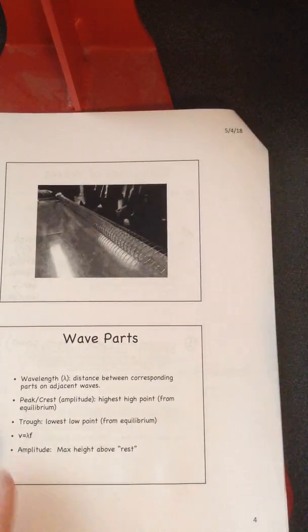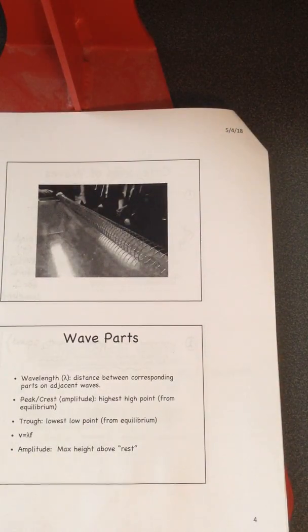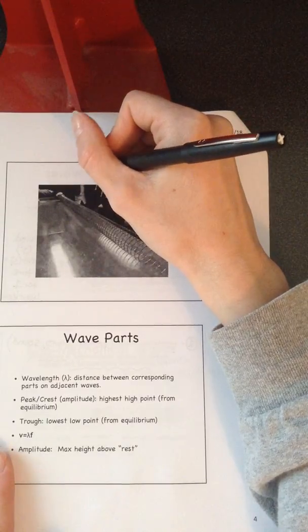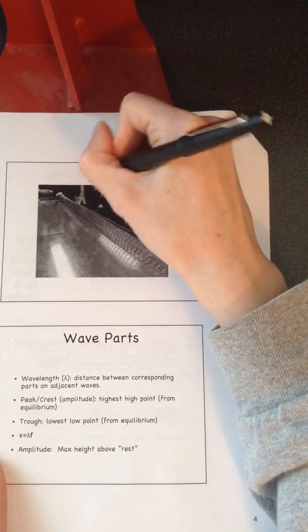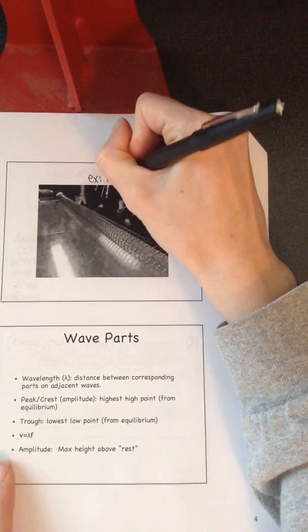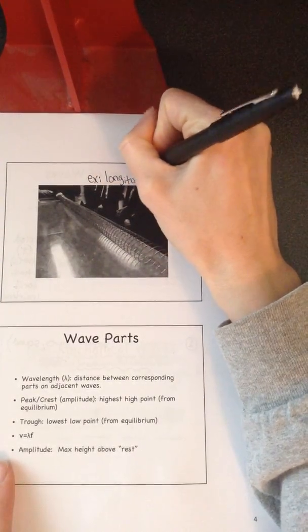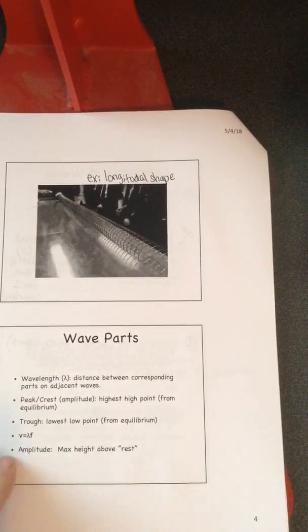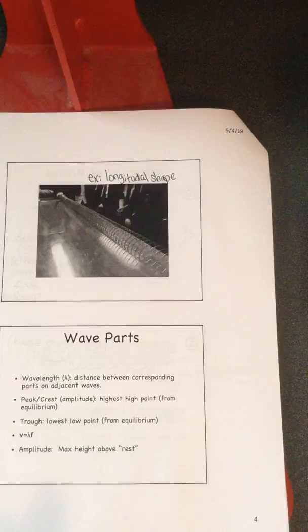All right, so what you're going to do right now is go ahead and click on video number 1 in Google Classroom. It's a very, very quick one, maybe 10 seconds at the most. All this video is going to show you is an example of what a longitudinal shape looks like. So you can go ahead and click on video number 1.